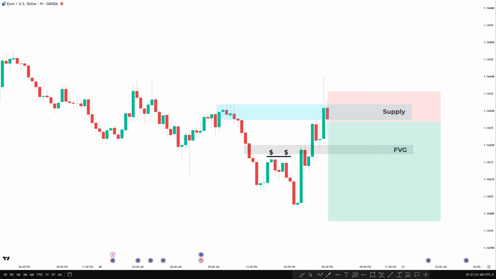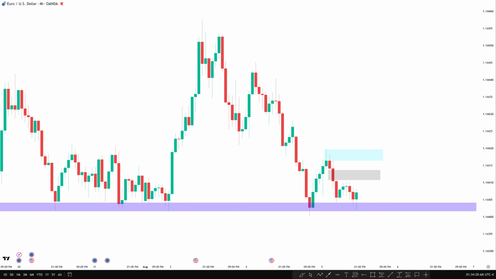If you only analyze the 1-hour chart, there would be very little reason to question the trade. But before committing any capital, let's check the higher time frame. On the 4-hour chart, we immediately notice something important. Price has just reached a major support level.